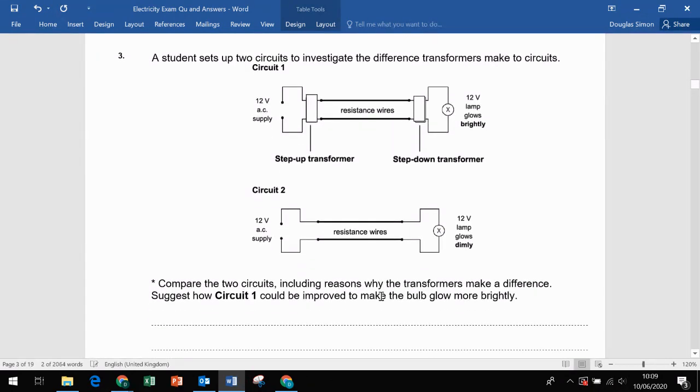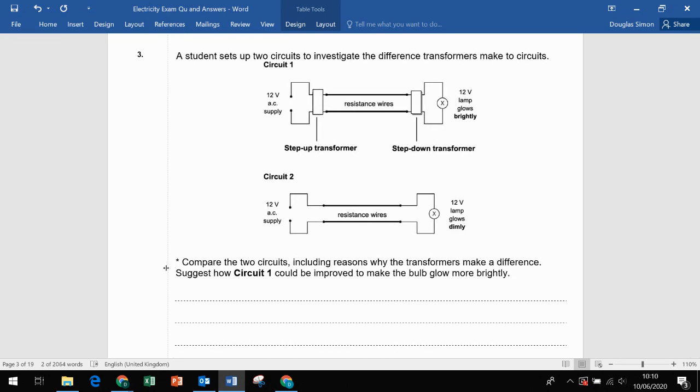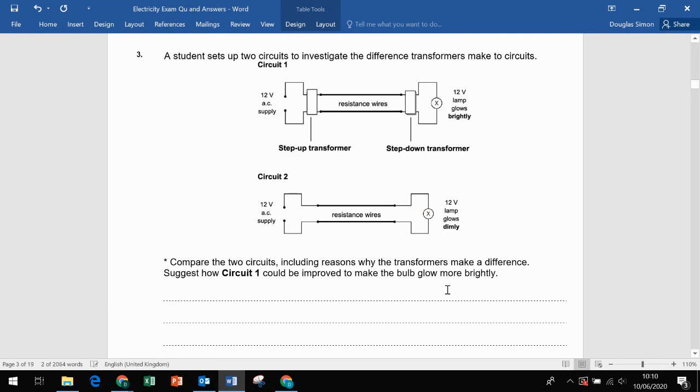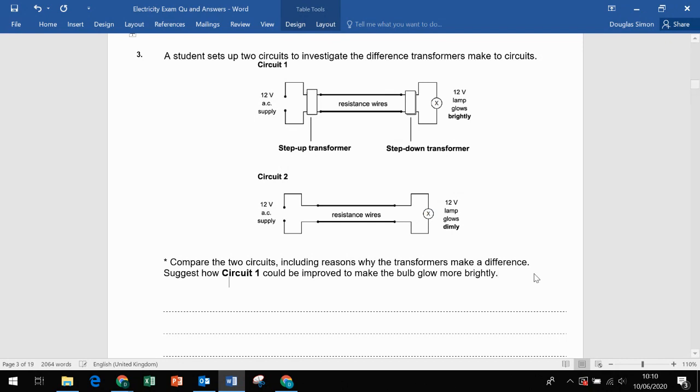All right, question 3. A student sets up 2 circuits to investigate the difference transformers make to circuits. Compare the 2 circuits, including reasons why the transformers make a difference. Suggest how circuit 1 could be improved to make the bulb glow more brightly. Let's see how many marks it is. 6 marks. We need to write 6 bullet points.